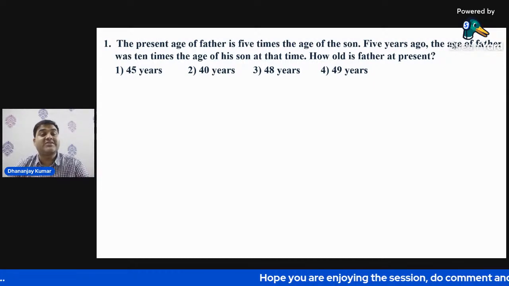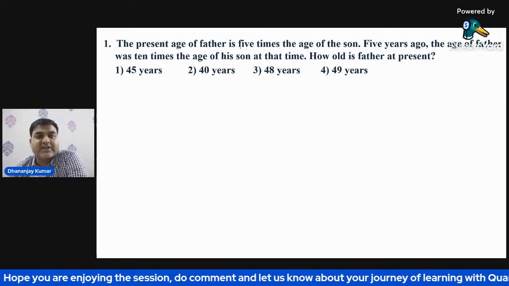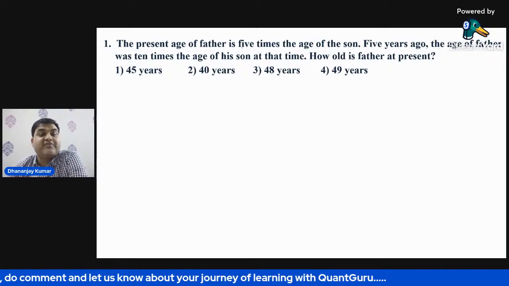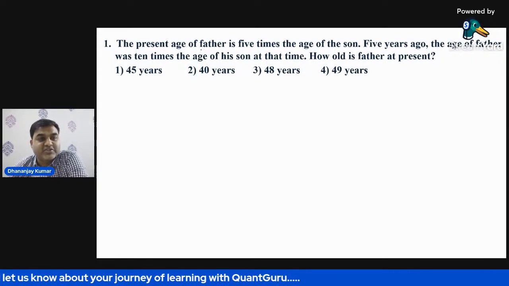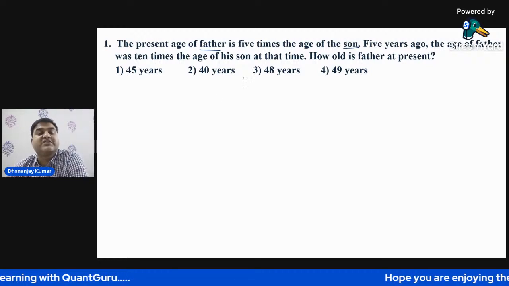I'm going to give you the crux of how to find the answer to this within a few seconds. How to do? The present age of father is 5 times the age of son. So what do you do whenever this kind of question is asked? Father and son, right? Who is smaller? Obviously, son has to be smaller.